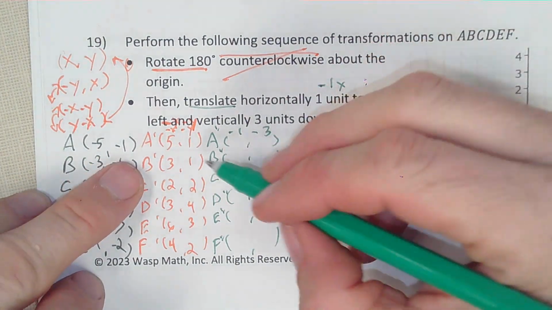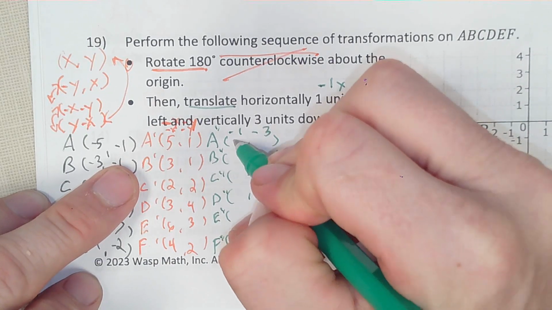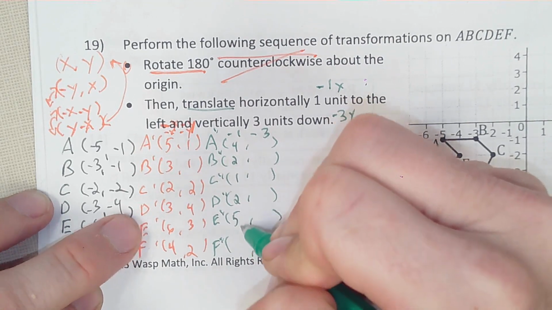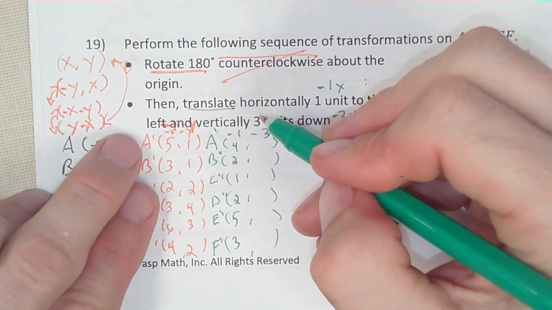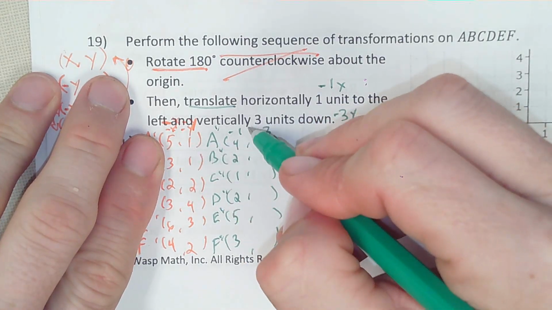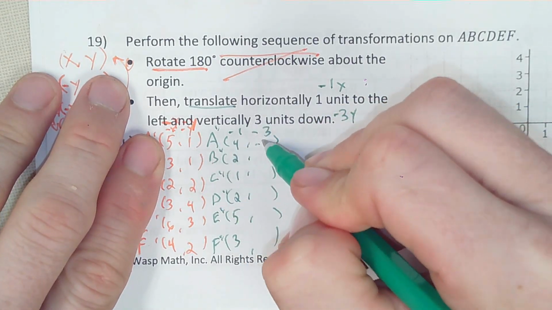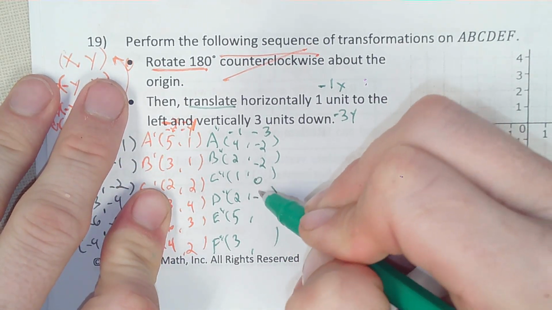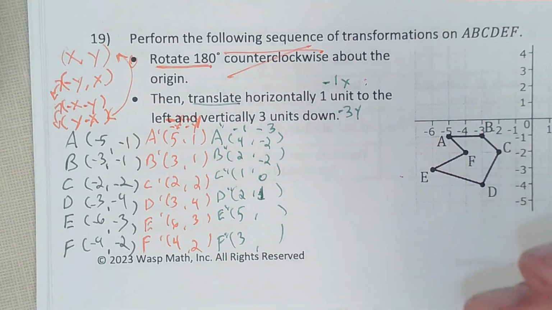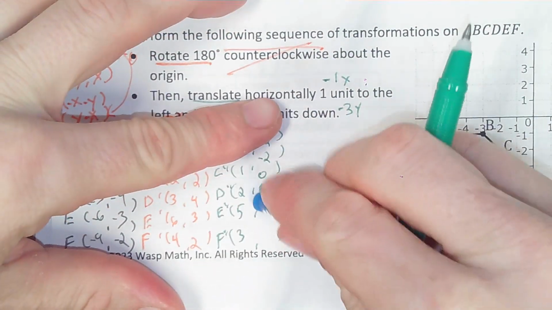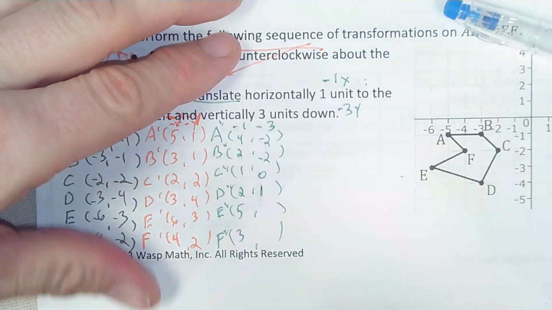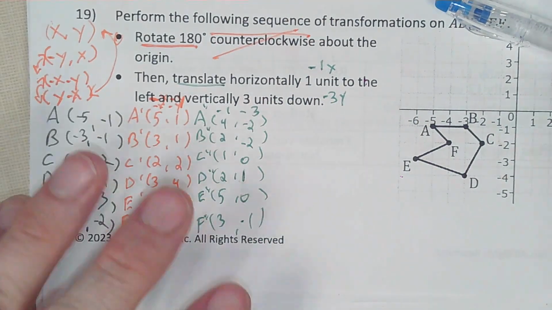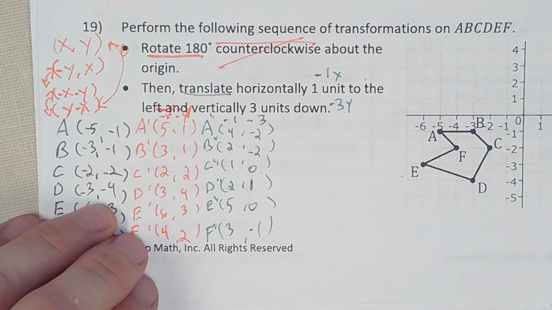Okay, so -1 for each of my X values. So it's going to be 4, 2, 1, 2, 5, 3. -3 for my Y's. -2, -2, 0, negative, or correction, just 1, 1. That's ugly. Let me fix that. 1 and 0 and -1. Okay, so I guess I'll take the time to plot these.